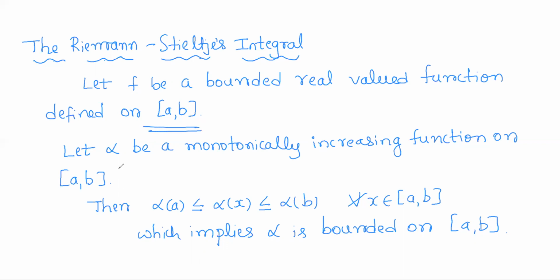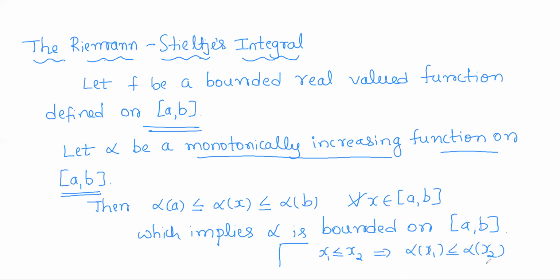So now we consider let alpha to be any monotonically increasing function on the closed interval a comma b. So alpha is some increasing function, right? What does it mean that alpha is an increasing function? If x1 and x2 are any two domain points with x1 is less than or equal to x2, implies alpha x1 is less than or equal to alpha x2. So this is the definition of an increasing function.